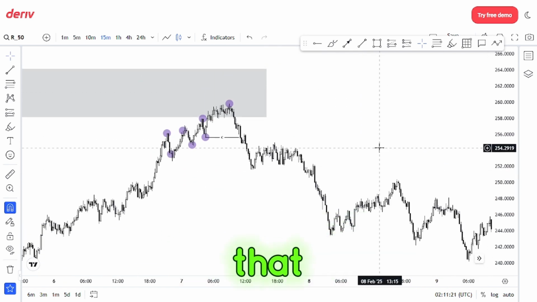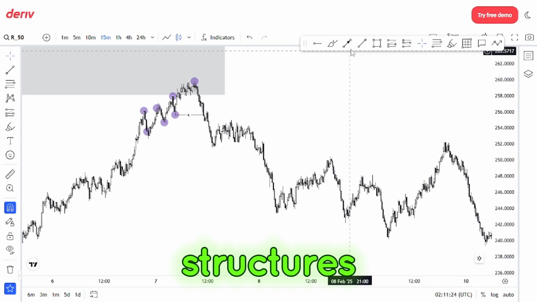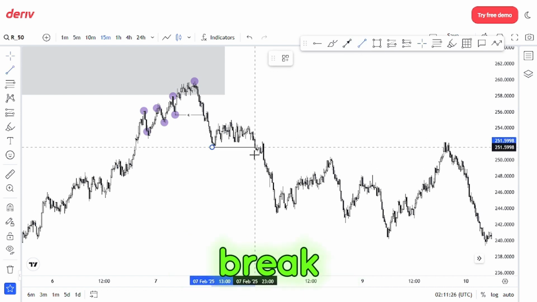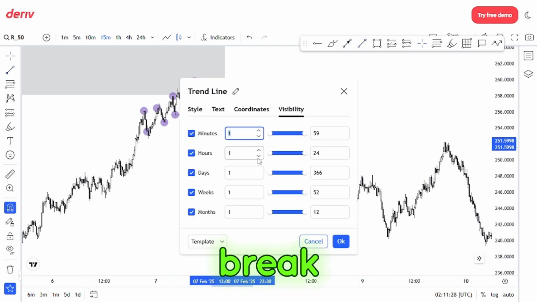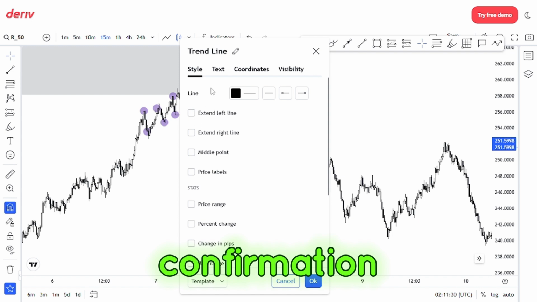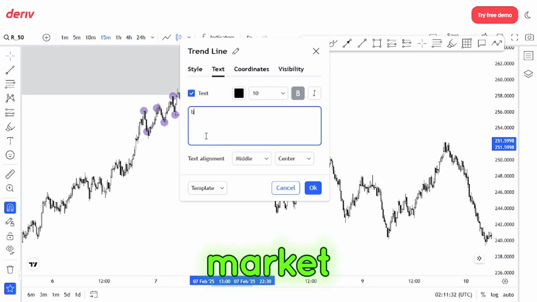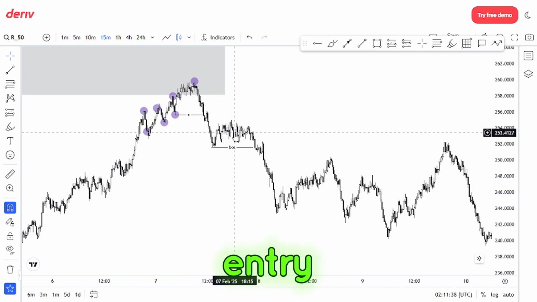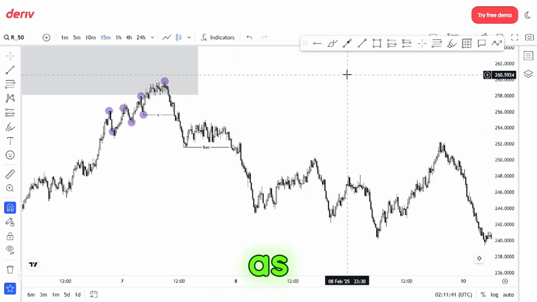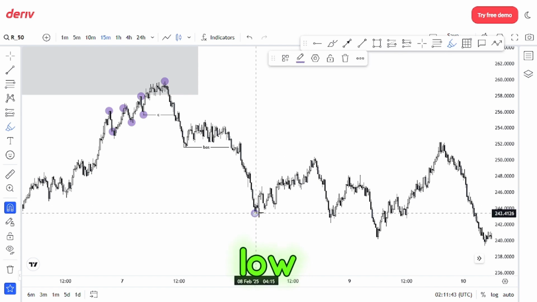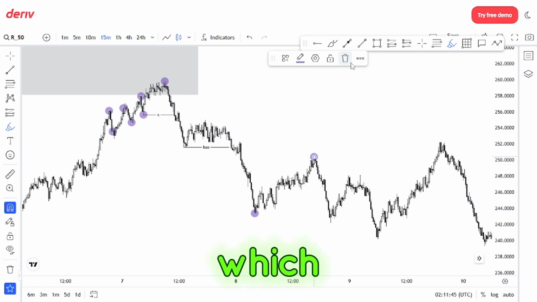So what happened is that the market continued breaking structures. As you can see here, we had a break of structure. After having the break of structure, we need a confirmation, because even if the market reacts nicely on the higher time frame, you need to switch to the lower time frame so that you can get a nice entry. So we had this low here, then we had this high here, which means the market started to sell off.